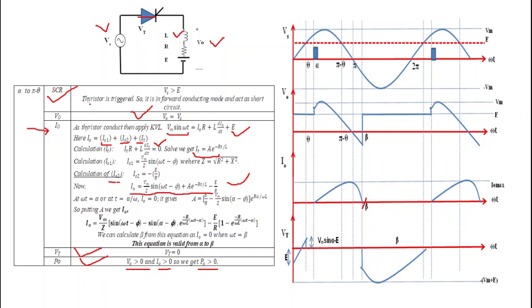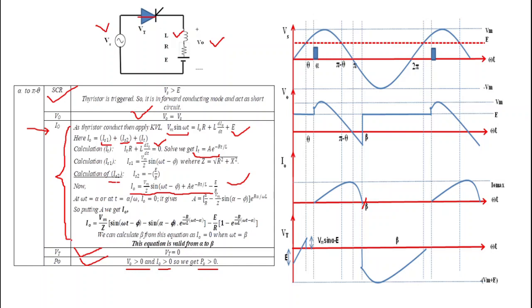But from an exam point of view, this derivation is not important. I am telling you for the enhancement of your knowledge. From an exam point of view, you need to remember only one point: when an inductor is present in the circuit and the circuit is a controlled rectifier, we get current from alpha to beta.